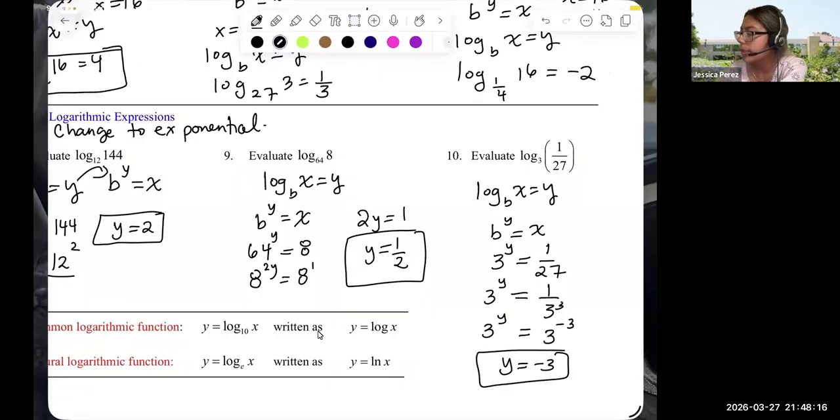So using the properties that 3 to the negative 1 is 1 over 3, so 3 to the negative 3 is 1 over 3 cubed, or 1 over 27. So all of these properties of exponents are very useful to have.